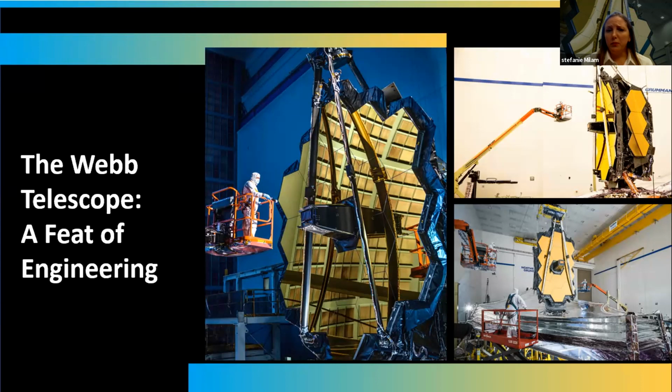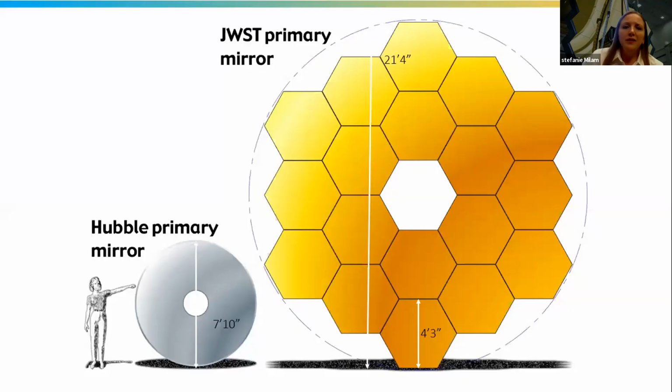Webb is a huge telescope. That's the in a nutshell summary of it. And because it's so big, we had to do a lot of things to make sure we could actually launch it into space and operate this telescope 1 million miles away from Earth.